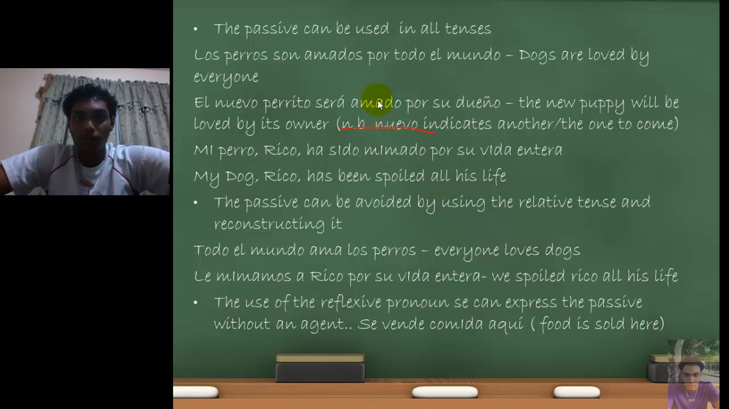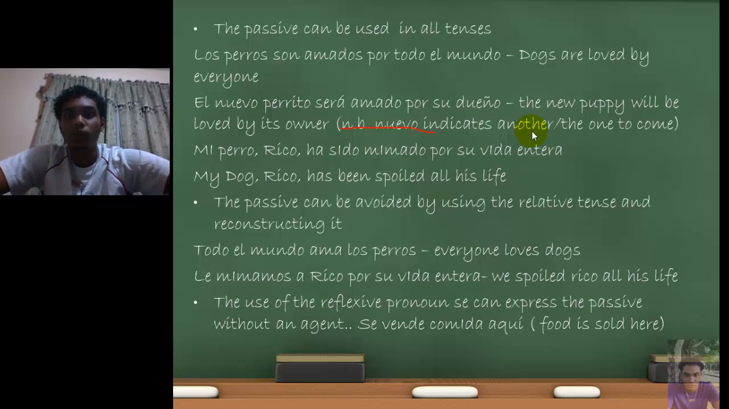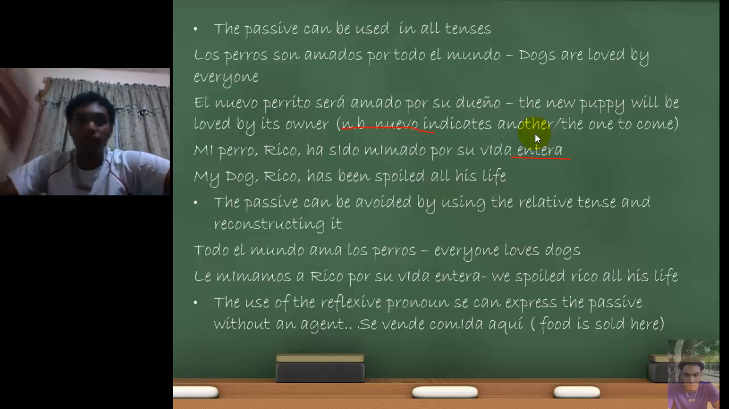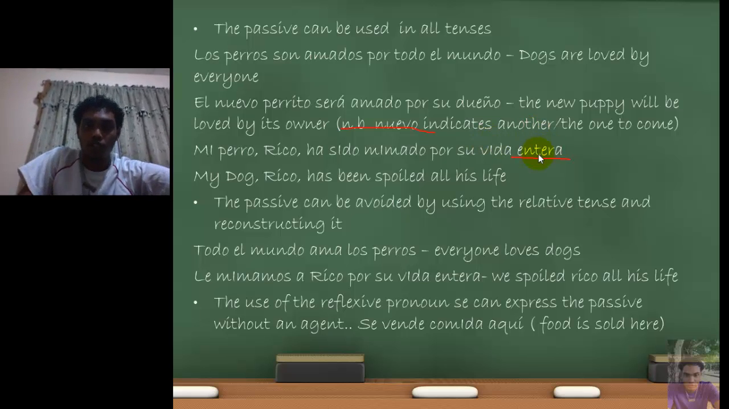And take a quick note of this. I put nuevo because I'm indicating that it's a new one, right? A new dog. Probably you can add it to this list of dogs here, right? My dog Rico has been spoiled all his life, right? So to say this, we can go to mi perro Rico ha sido mimado por su vida entera. This means entire or total amount of, right? And you should note it will agree with la vida, right?